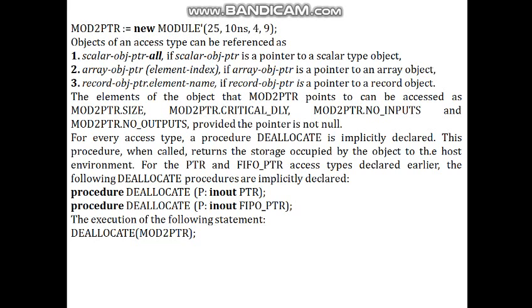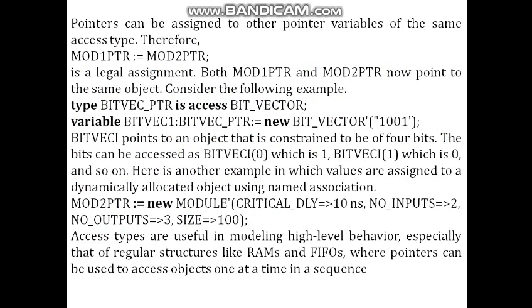For every access type, a procedure deallocate is implicitly declared. This procedure, when called, returns the storage occupied by the object to the host environment. For the PTR and FIFO_PTR access types declared earlier, the following deallocate procedures are implicitly declared: procedure deallocate (P: inout PTR); procedure deallocate (P: inout FIFO_PTR). This is the execution of the statement deallocate(mod2_ptr).